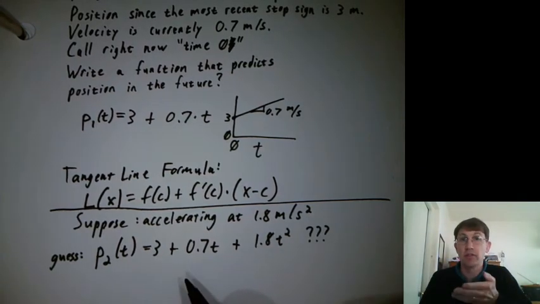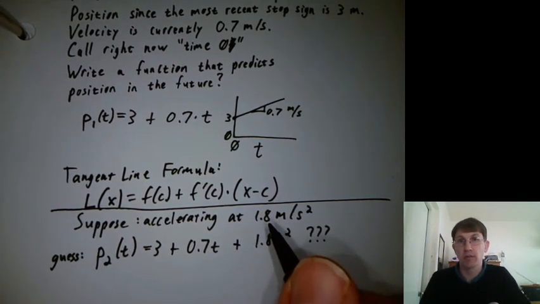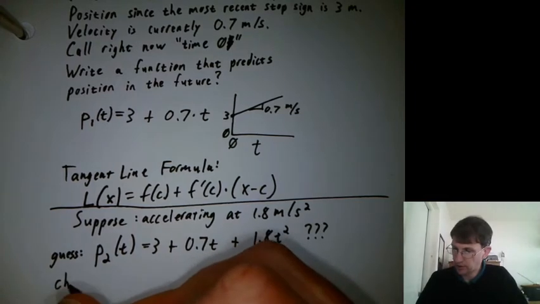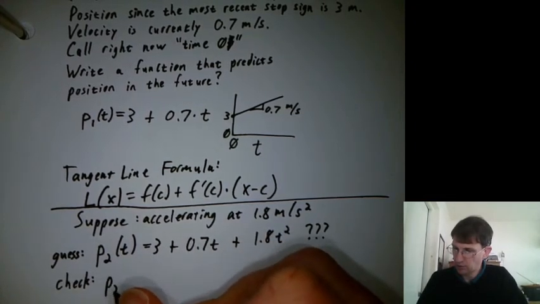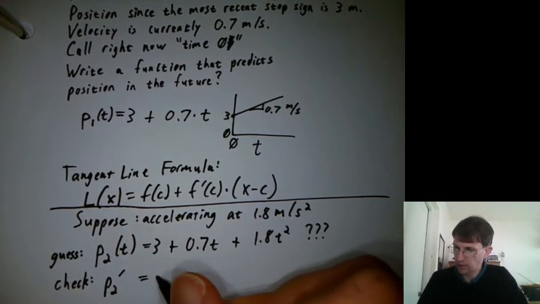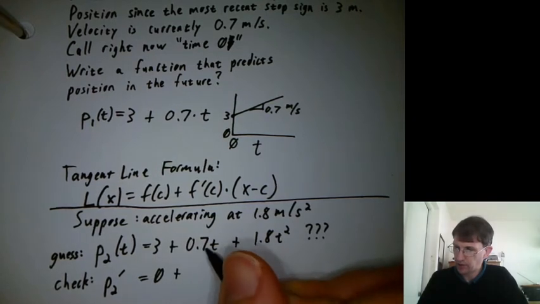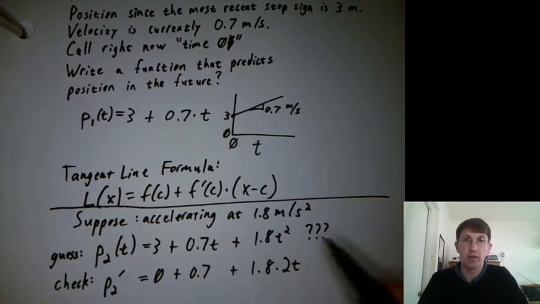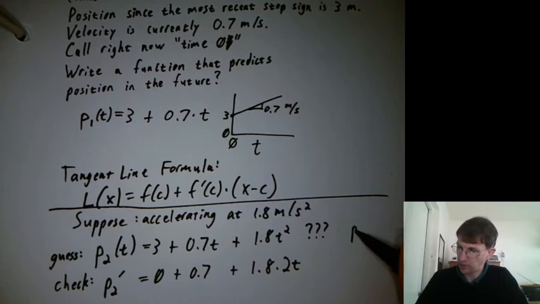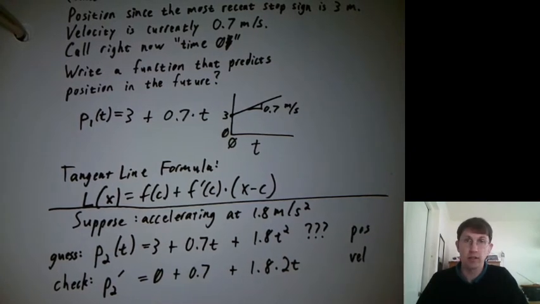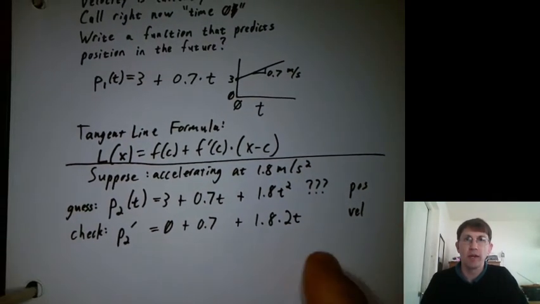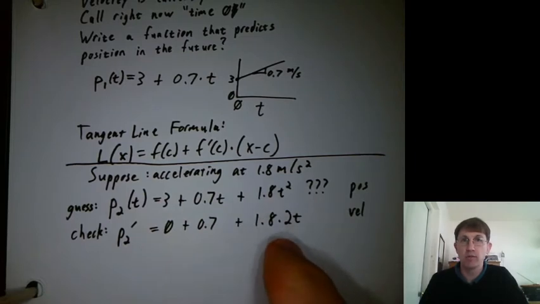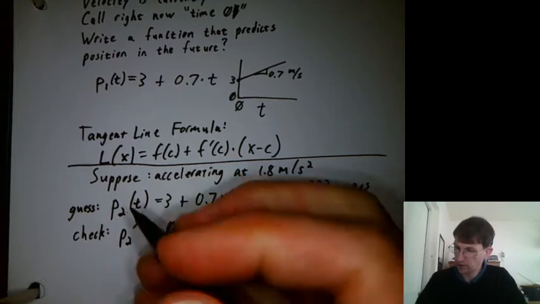So what should we do? We should check it and make sure that the acceleration is 1.8. So let's check it. P2 prime, the 3 would become a 0. The 0.7t would become 0.7. 1.8t squared would become 1.8 times 2t. So this is the position, this would be the velocity. Would that still be 0.7 at time 0? Yeah, if you plug in t equals 0 here, you'll still get a 0.7, so that's good.